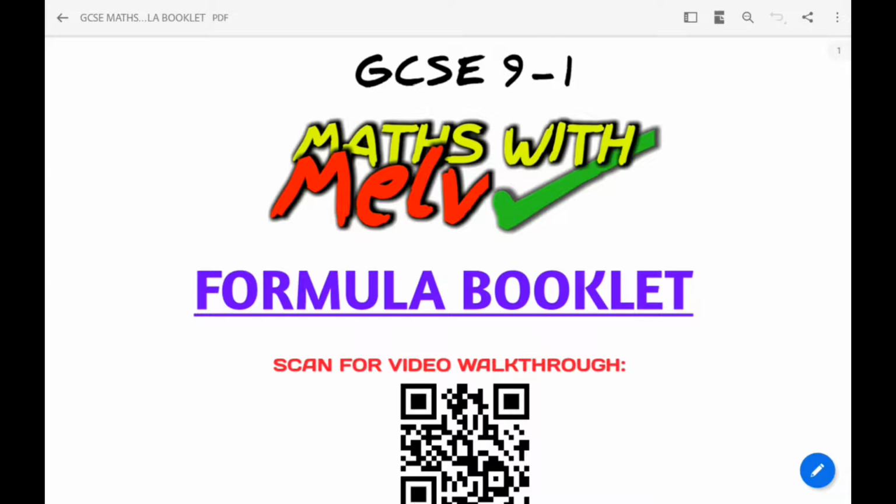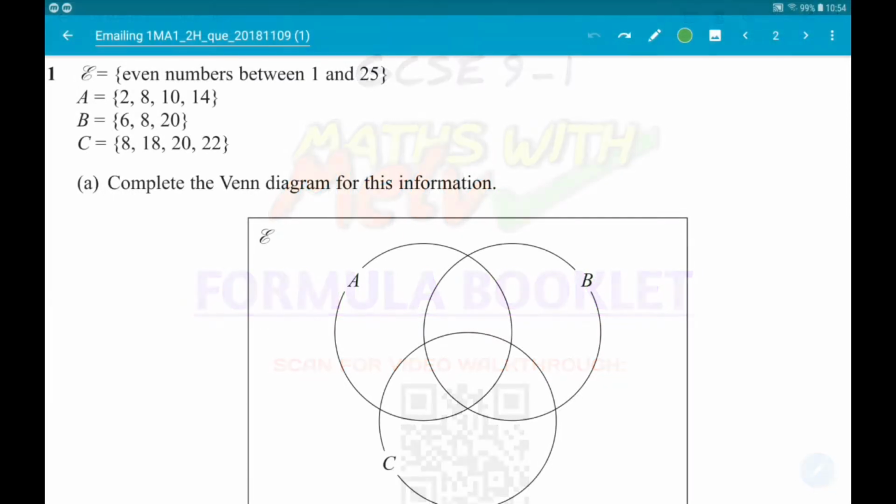Okay, let's do this. Number 1, Venn diagrams. So our universal set are the even numbers between 1 and 25. Set A contains 2, 8, 10 and 14. Set B is 6, 8 and 20. Set C is 8, 18, 20 and 22. Part A answers D. Complete the Venn diagram for this info.